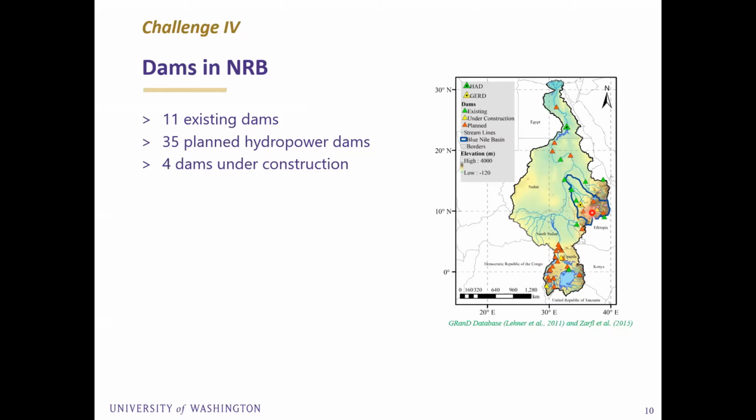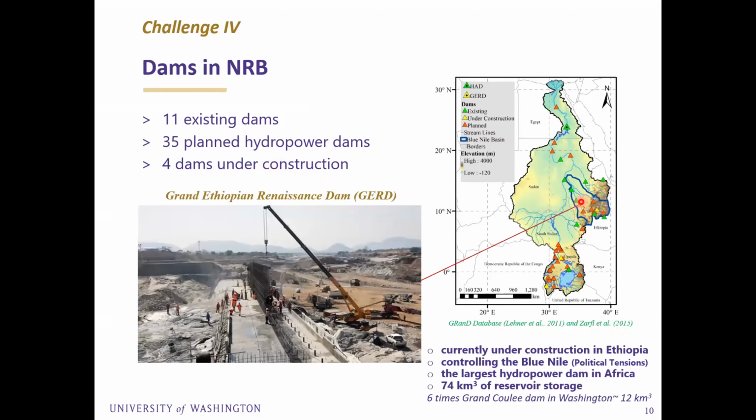One of them is actually the Grand Ethiopian Renaissance Dam, which is expected to be the largest hydropower dam in Africa. Its storage capacity is 74 cubic kilometers, and it's controlling the Blue Nile. You probably all know that it's generating political tensions between the three countries in the Nile Basin: Ethiopia, Egypt, and Sudan. It's very large, and it will probably impact the water in the downstream countries. We'll see that later in my presentation.